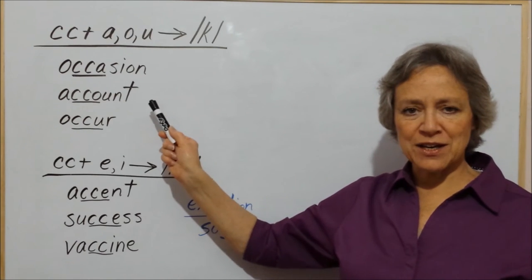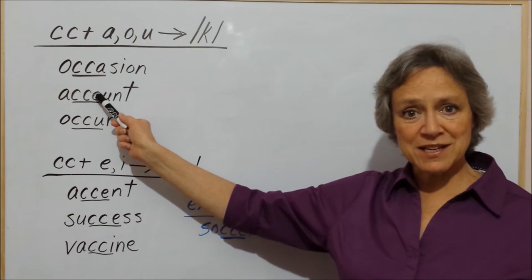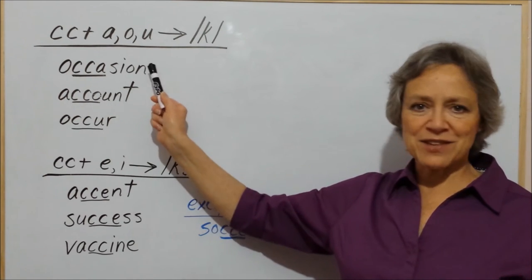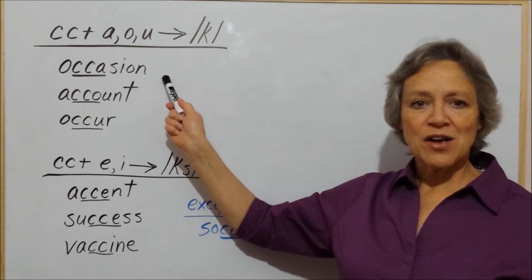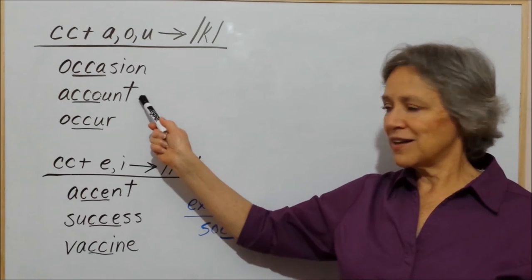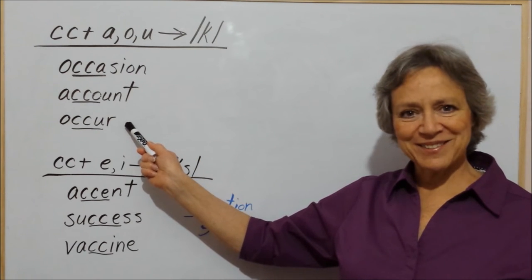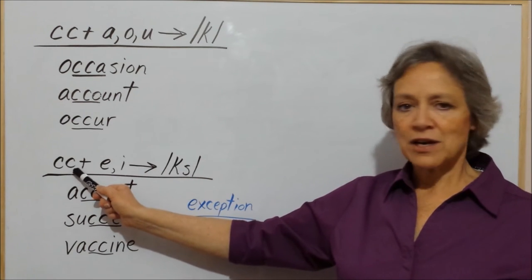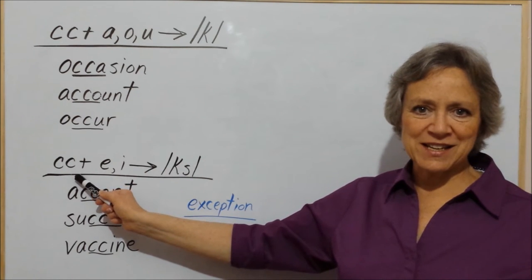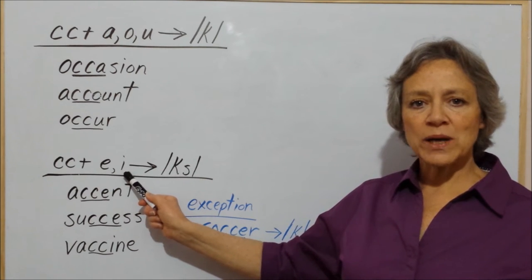When C is followed by any one of these letters, it usually makes a k sound. Well, it's the same thing here, except we have two C's in these words. So when two C's are followed by any of these letters, we get the same sound, okay? This is occasion, account, and occur, all right? One k sound.